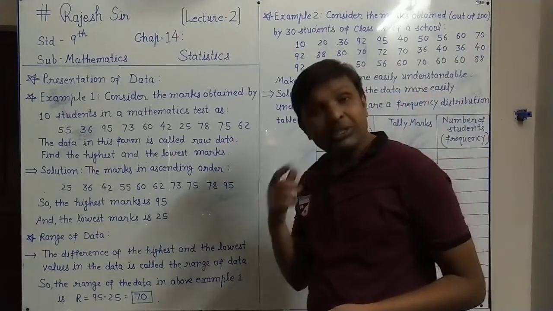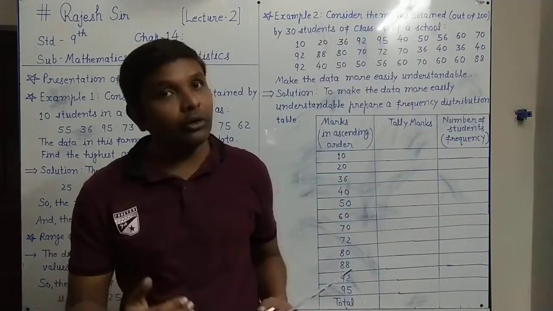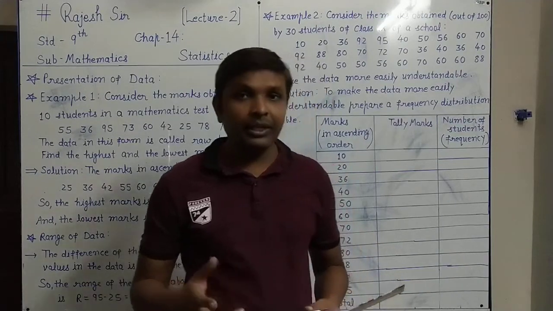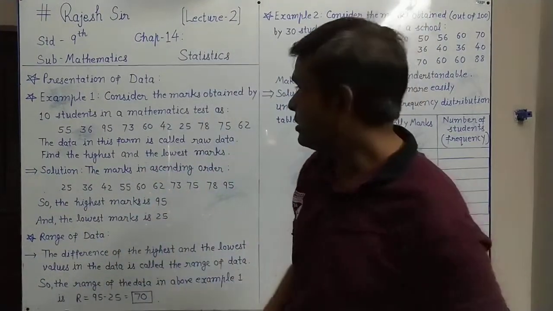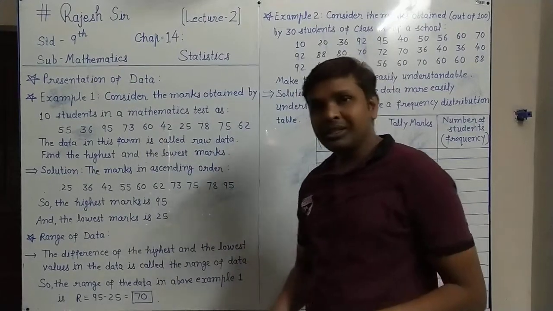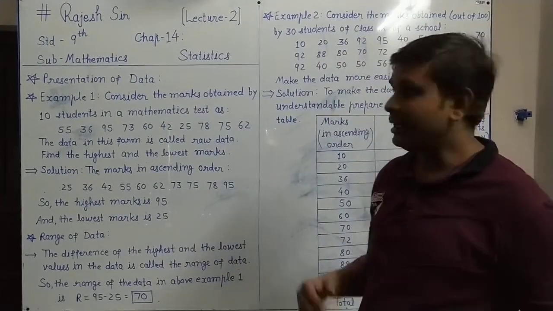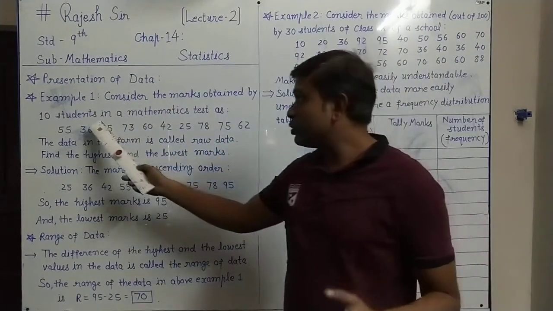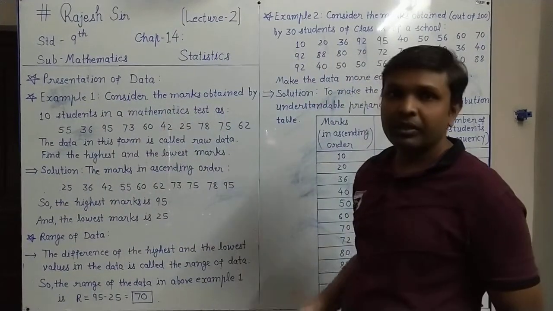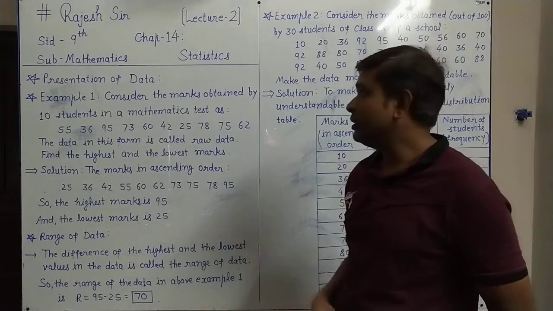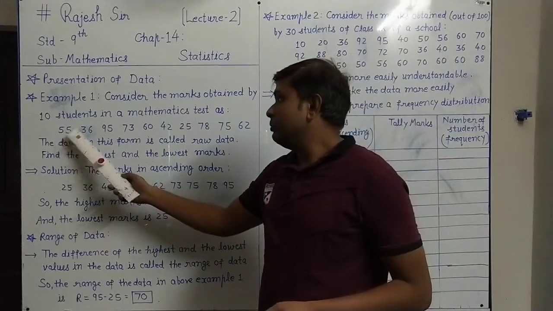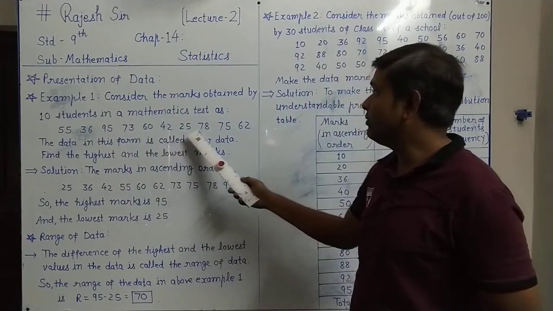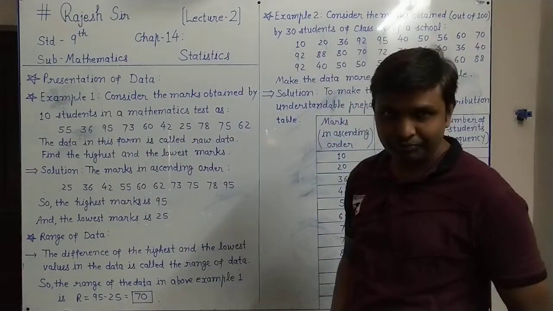As you know, to represent the data it should be in a form so that people can understand it very easily. So we will see examples here of how to represent the data. Example 1: consider the marks obtained by 10 students in a mathematics test: 55, 36, 95, 73, 60, 42, 25, 78, 75, 62.